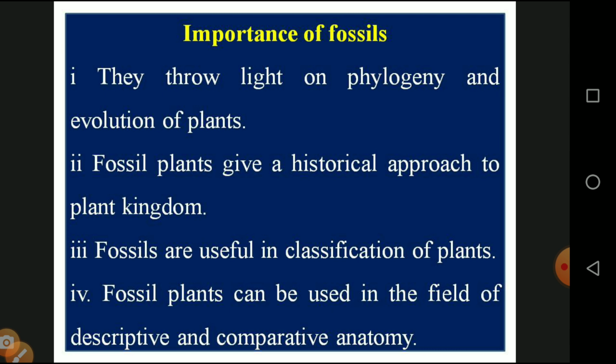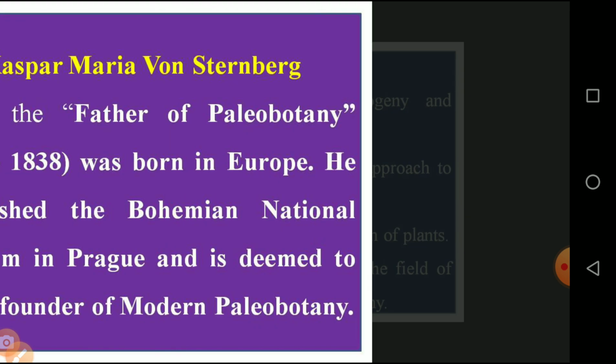The fossils are useful in the classification of plants. We classify plants, whether it is algae, fungi, bryophyte, pteridophyte, gymnosperm or angiosperm, whether flowering or non-flowering, a land or terrestrial plant or an aquatic plant. Fossil plants can also be used to describe comparative anatomy. We can find out basic plant anatomy, the internal structure of plants. These are the things studied about the importance of fossils.